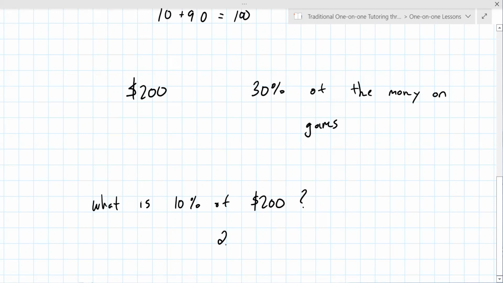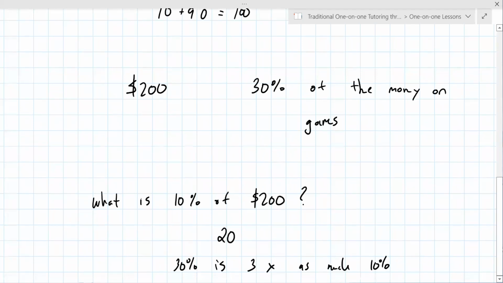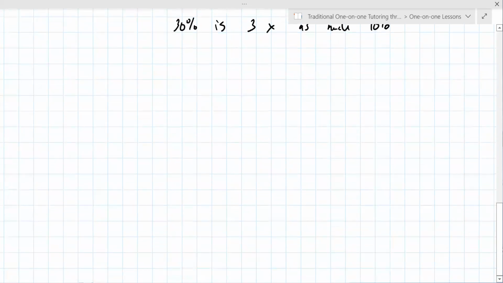That's 20. So notice that 30% is 3 times as much as 10%. You see that 30% is 3 times as much as 10%? Yeah. So if you want 30% of 200, you multiply 20 by 3. What is 20 times 3? 20 times 3 is 60. 60. Great.